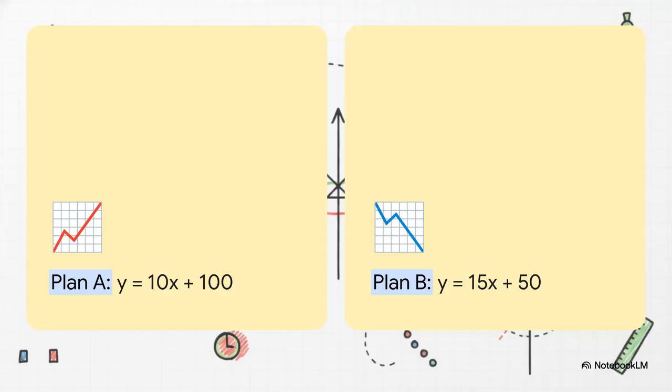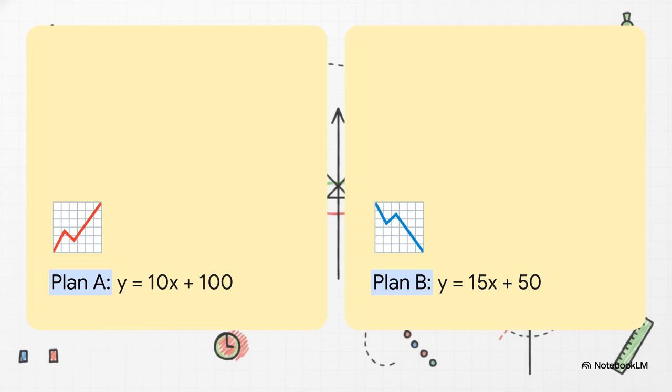To actually figure out which plan will save our schools some money, we can translate both of these plans into linear equations. Plan A has a $10 rate of change and a $100 initial value, so that gives us y equals 10x plus 100. Plan B has a $15 rate of change and a $50 initial value, which gives us y equals 15x plus 50.